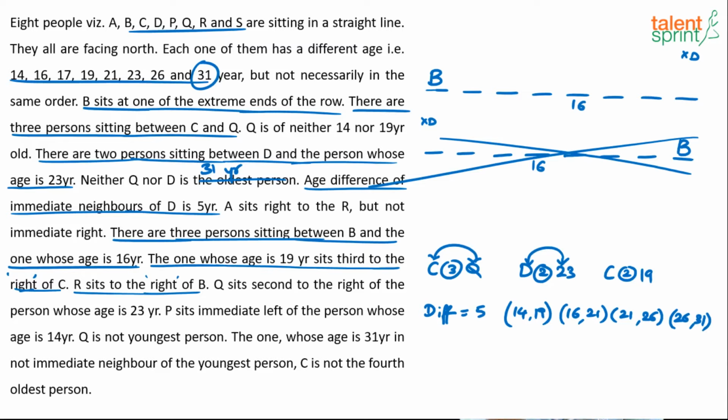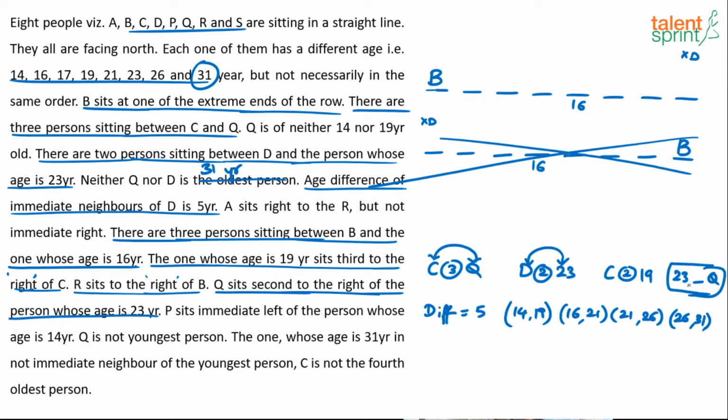Alright. Moving on. Q sits second to the right of the person whose age is 23 years. Now understand, Q is second to the right of the person whose age is 23 years. How would this look? 23, 2 persons and then Q. No, sorry, 23, 1 person and then Q. So it will be like 23 dash Q. It has to come in this fashion, right?